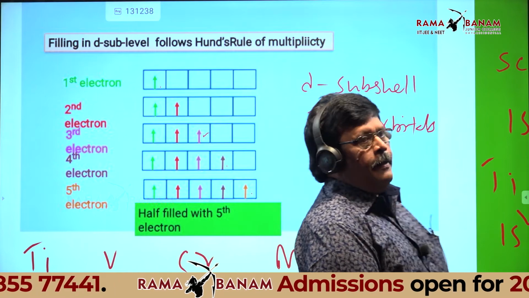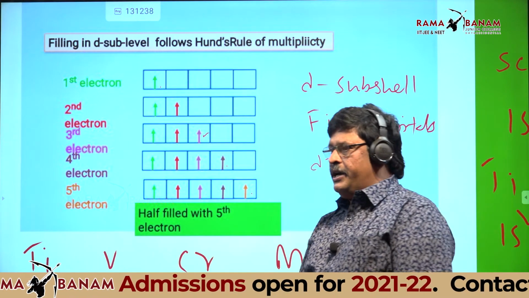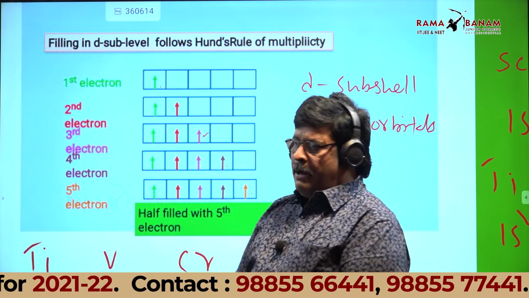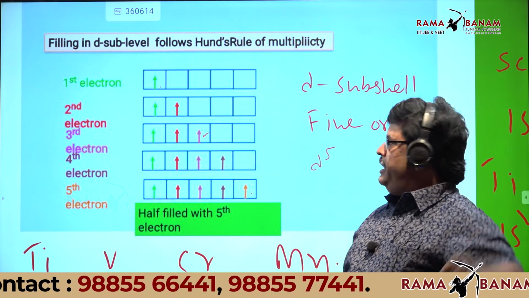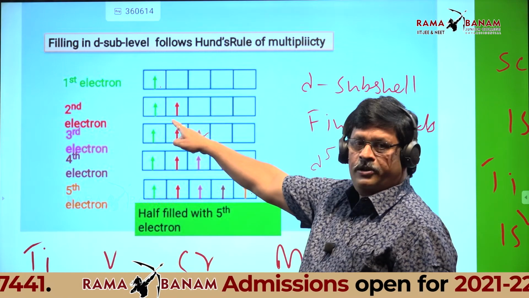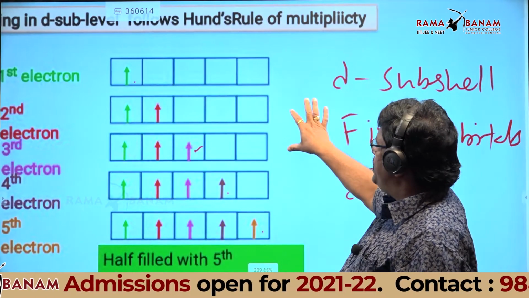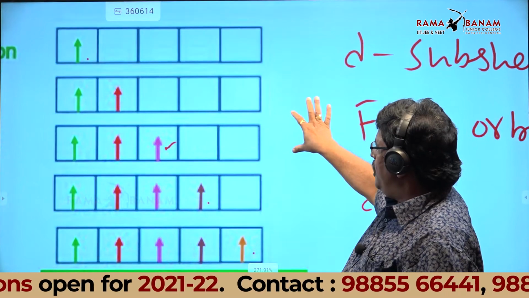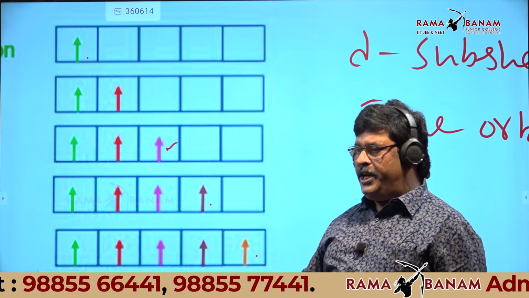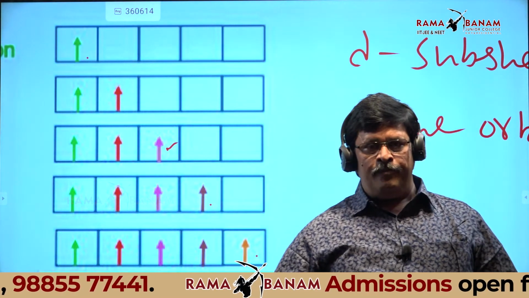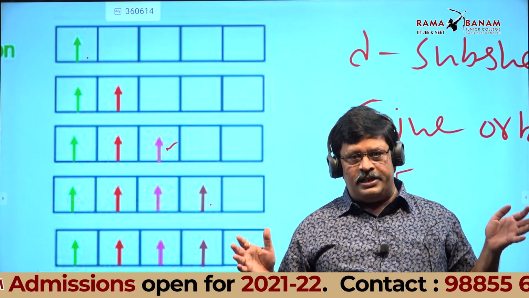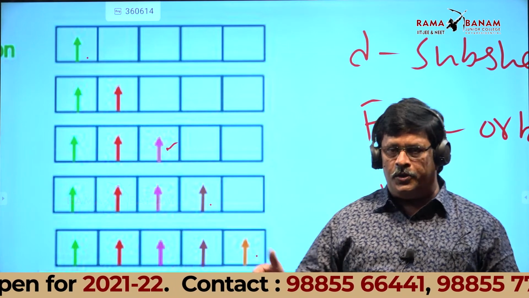According to Hund's rule, pairing takes place in degenerate orbitals only after all the orbitals are half filled. Suppose there is only one electron in the d subshell, that goes into any one of the d orbitals. The next electron goes into the second orbital. You can clearly see this slide. The third electron in the third orbital, fourth in the fourth, fifth in the fifth d orbital. This is half filled. So pairing takes place in the d subshell from the fifth electron onwards only.